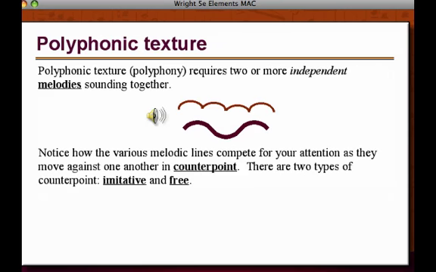A polyphonic texture requires 2 or more independent melodies, and what's meant by independent is that they're of equal interest. This picture here shows 2 different looking symbols, so notice that they're not related in this example. To create polyphony, you need at least 2 different melodies at the same time. This is a piece by Bach. Notice that one part is moving twice as fast as the slower moving part.